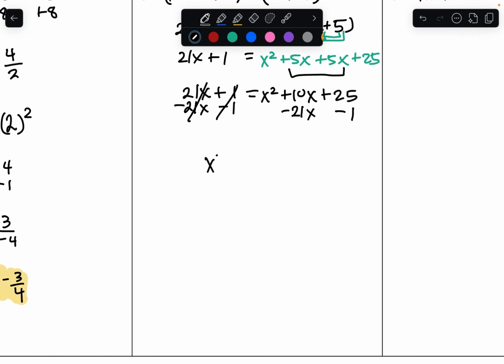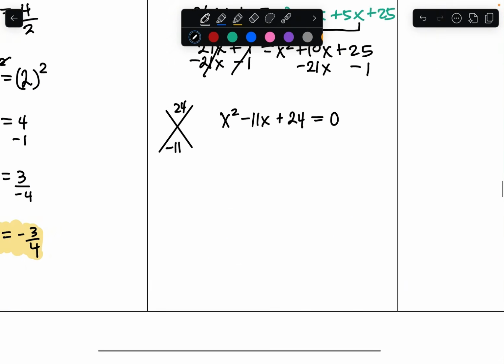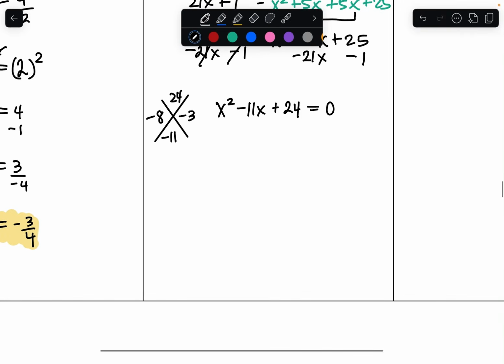Okay, so that leaves me with x squared minus 11x plus 24 still equals 0. And so now to factor this, we need to find two numbers that multiply to 24 but add to negative 11. That would be negative 8 and negative 3. Those would multiply to positive 24 but add to negative 11. And so my factors are x minus 8 and x minus 3.